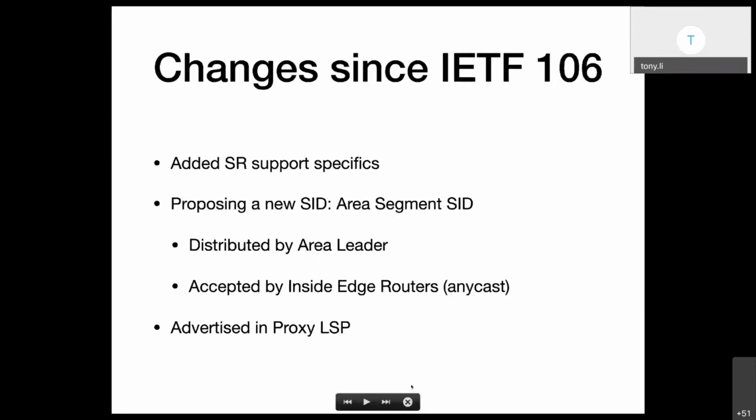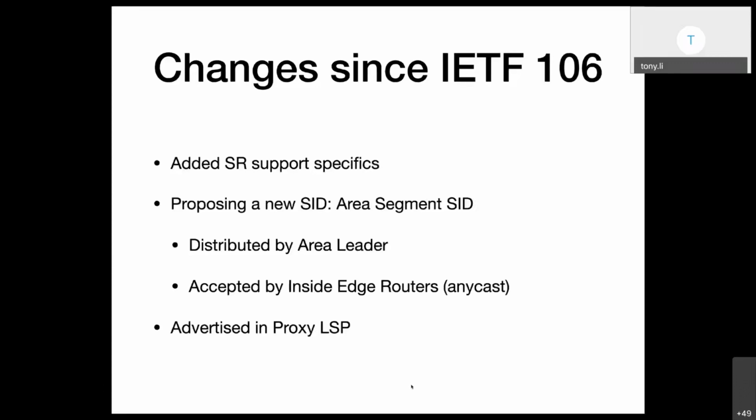Since last IETF, we've been doing a lot of work fleshing out the area proxy idea. The biggest change that we made is that we added support for SR. We are proposing a new kind of SID, an area segment SID. This is basically a SID that represents everything in the entire area. This way, if you want to compute a route that touches something in the area and you don't care what it is, you can advertise this SID. This is distributed by the area leader. It gets stuffed into the proxy LSP, and then it has to be accepted by any of the inside edge routers. Thus, this is a form of an Anycast SID.